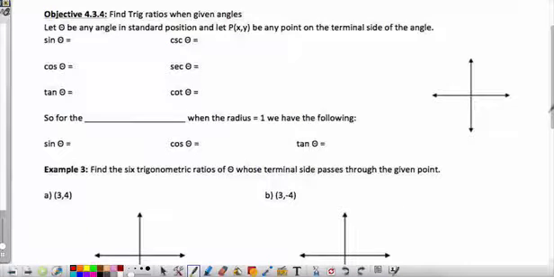Okay, now we're going to find some trig ratios when given angles. So on this drawing here, let theta be any angle in standard position and let point P, x, y, be any point on the terminal side of the angle. So here I will draw an angle in standard position, like that. And so I have this point on the terminal side called P, and it has the coordinates of x and y.